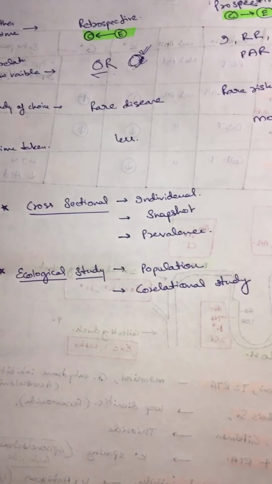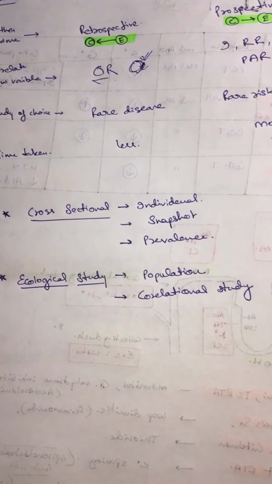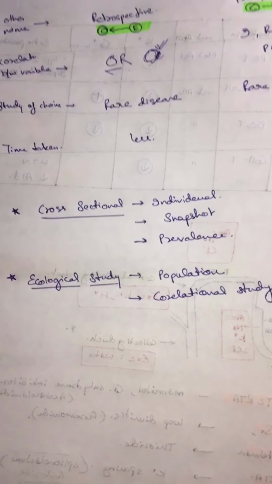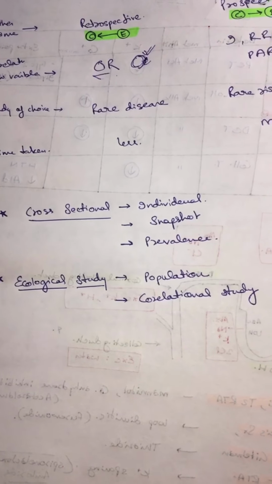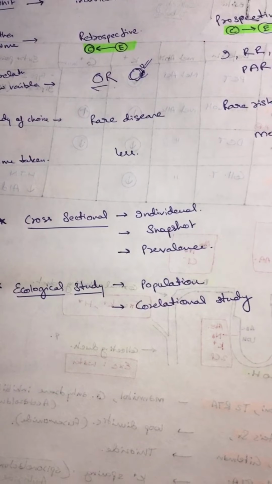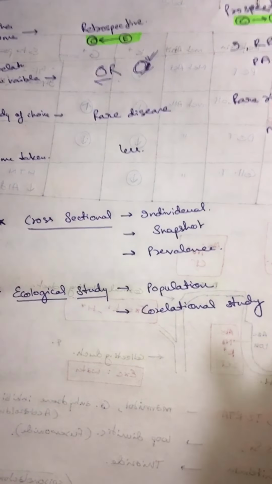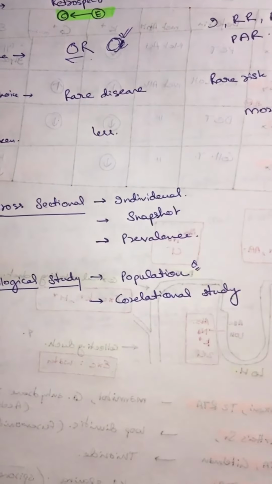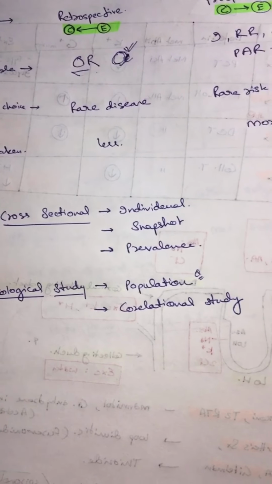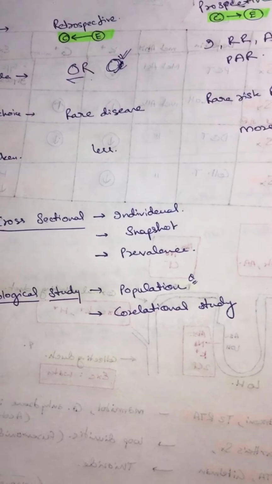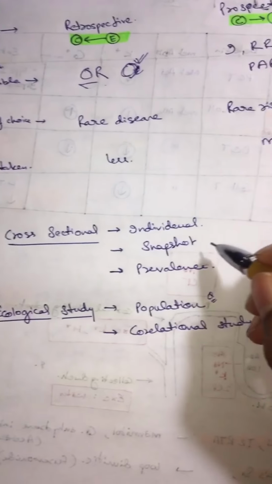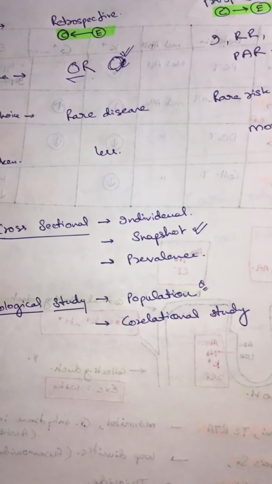There are a few more points that I would want you to remember for cross-sectional and ecological studies, where questions come from. In cross-sectional studies also the unit will be individual. The only unit that is not individual is in ecological studies, where the unit is population. I'm sure you must already know that. It is a very commonly repeated question. And the cross-sectional study is also a snapshot of the population. This thing you have to remember.